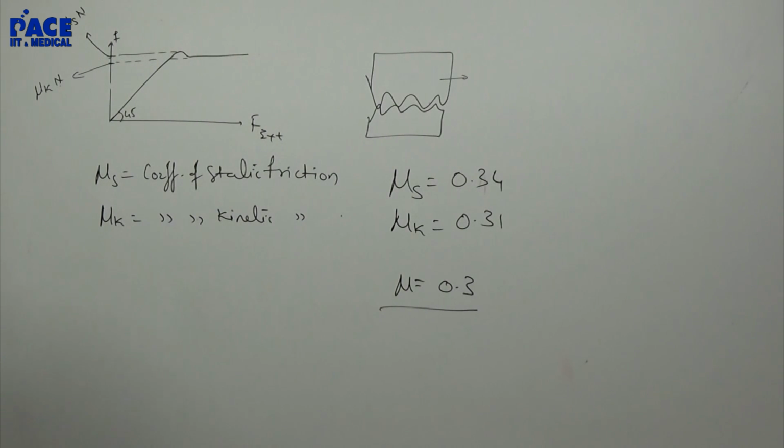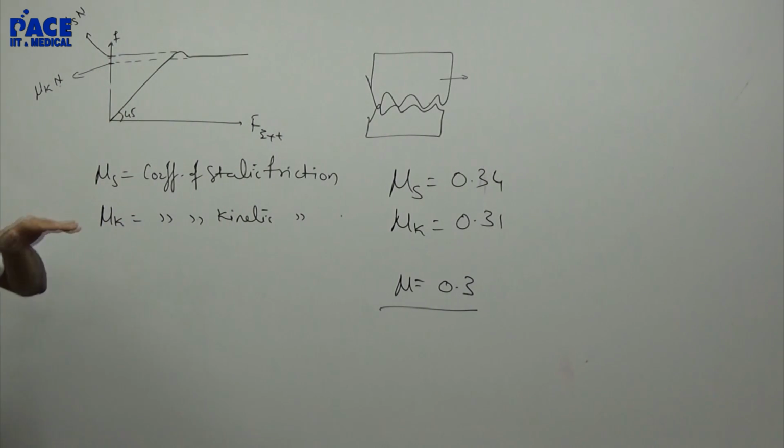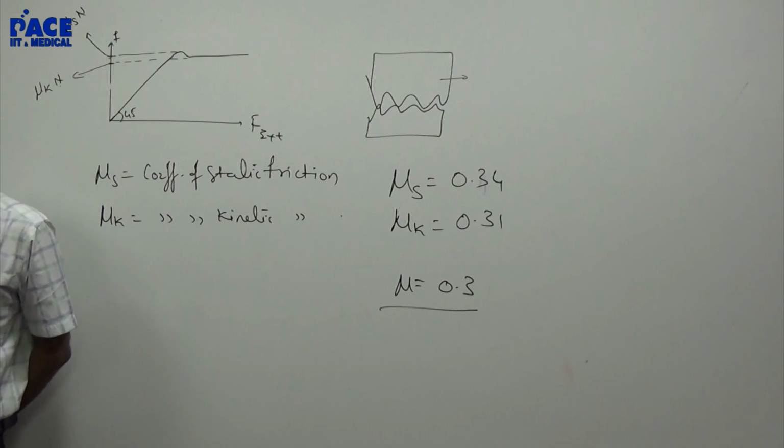Not sliding. Two things you will have to consider. Firstly, is there an external force? If there is no external force, the frictional force acting is zero. Now as and when I apply, for it to just start moving, the force I should apply is mu s into n. Once it starts sliding, to make it move with uniform speed, what is the force I should apply? Mu k into n.